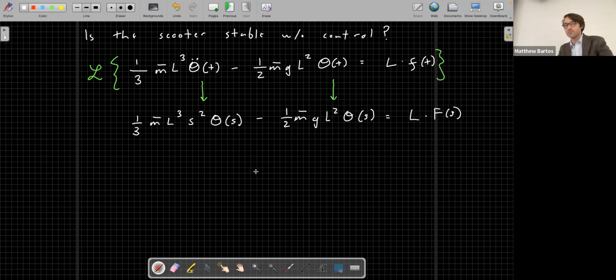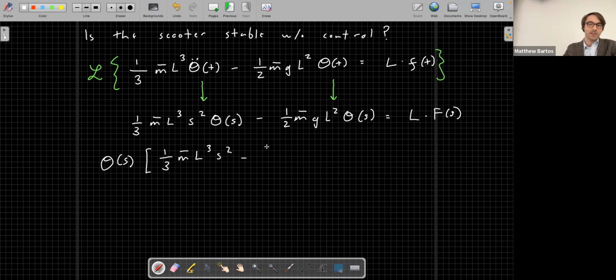What can we do now to simplify this? We want to find the transfer function. Factor out the theta of s. So we'll get theta of s times quantity 1/3 m bar L cubed s squared minus 1/2 m bar g L squared is equal to L times F of s.